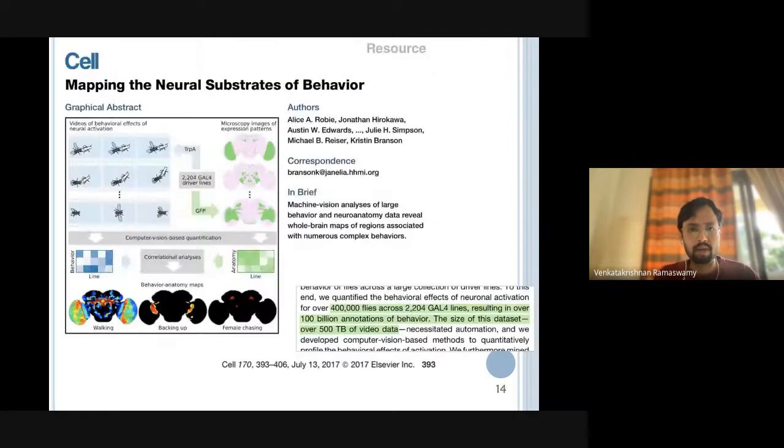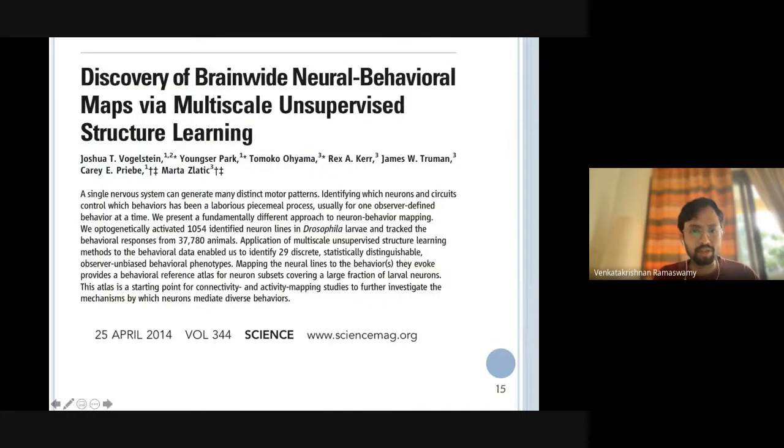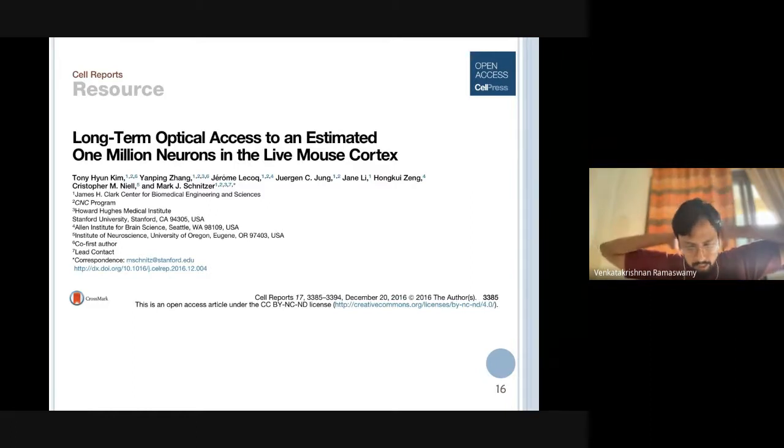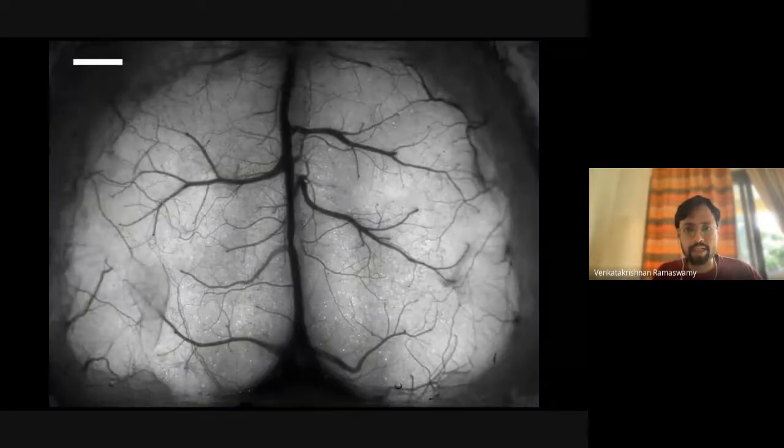Now, a few years before this, they did something similar with optogenetics, but with larval Drosophila. And here again, they had something like 37,000 plus animals, right? And similarly, here is a paper that looks at imaging the mouse cortex. So what they did here was they took out the back of the mouse skull, right, and they implanted this glass crystal skull, right, and then this allows them to image activity in the mouse cortex.